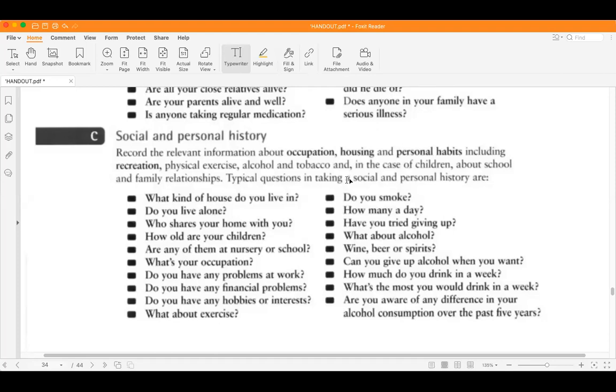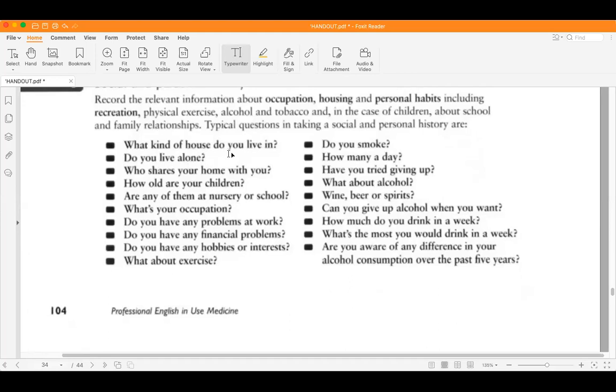Typical questions in taking a social and personal history are like, for example, what kind of house do you live in? Do you live alone? Who shares your home with you? How old are your children? Are any of them at nursery or school? In order, for example, to know if they can have some of the common diseases in children.